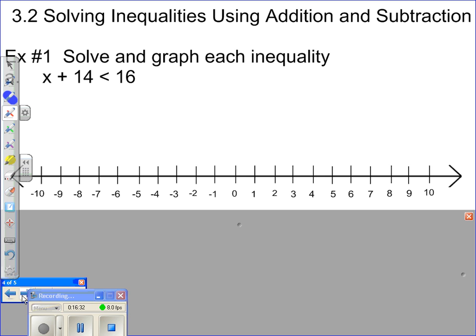All right, slide 4 starts lesson 3.2, solving inequalities using addition and subtraction. Okay, we're going to solve the problem and then graph it. So I'll give you just a few seconds to write down example number 1.